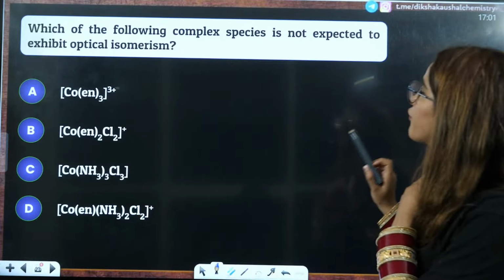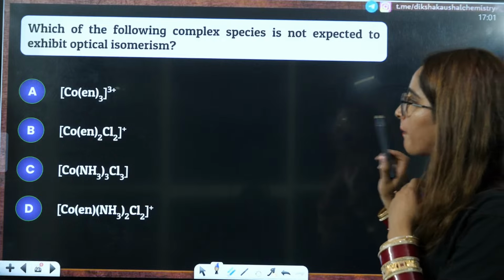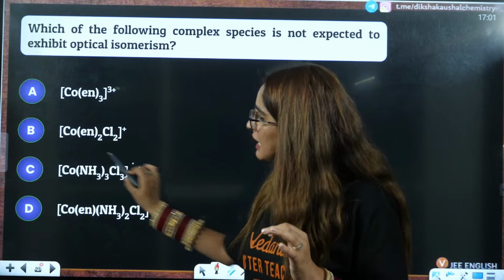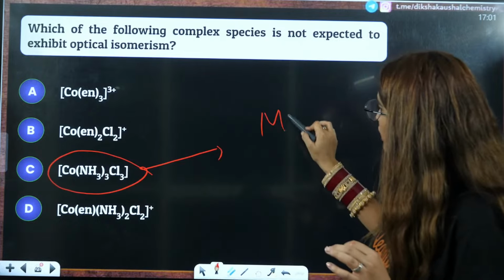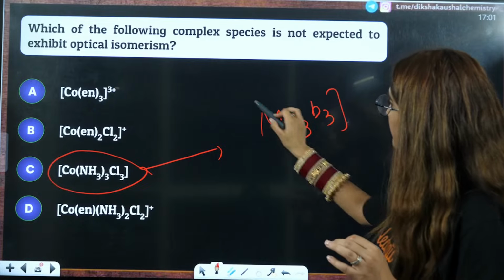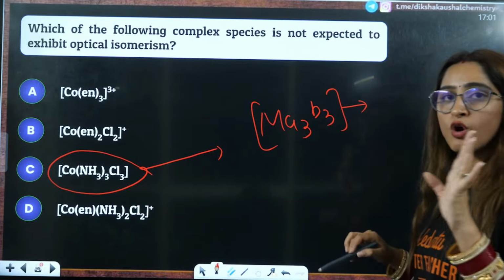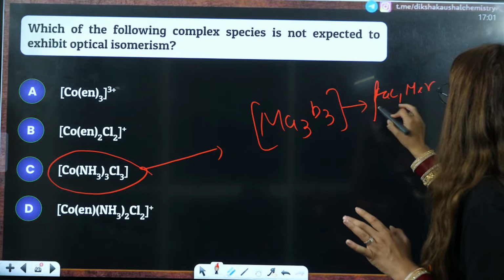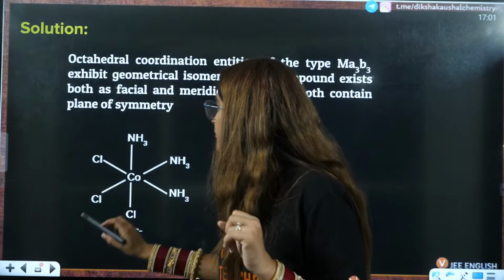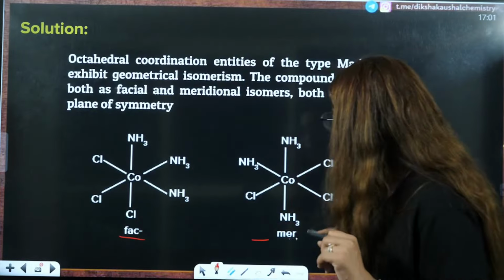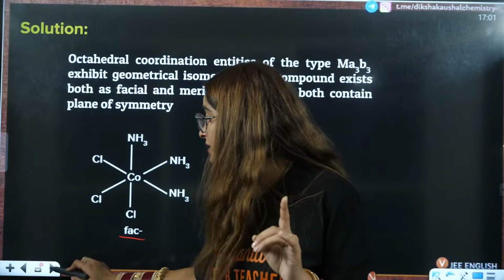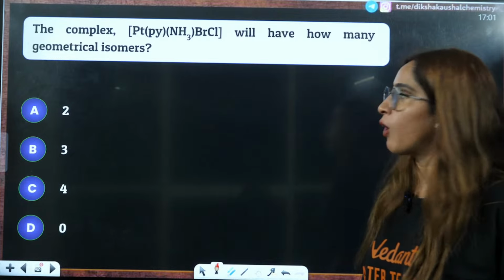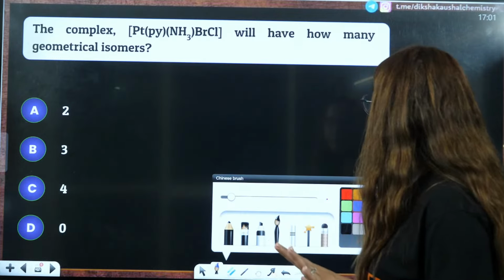Okay. Next is, which of the following complex ions is not expected to exhibit optical isomerism? See, optical isomerism, directly if you see, this is what they are asking you. Ma3b3. This kind of complex does not show any optical isomerism, but they show facial and meridional geometrical isomerism. Very, very, very important. Facial and meridional geometrical isomerism they exhibit. They don't exhibit any optical isomerism. Okay, this they have asked you already, right? But in a different way, right?